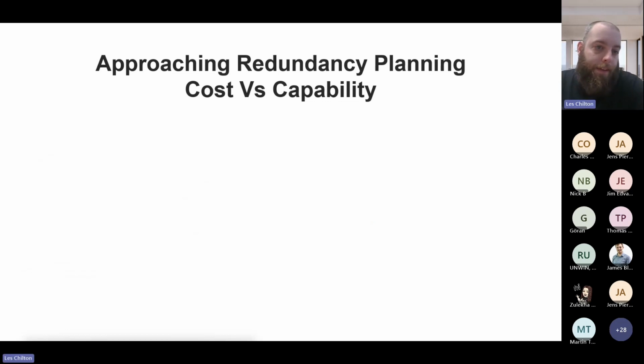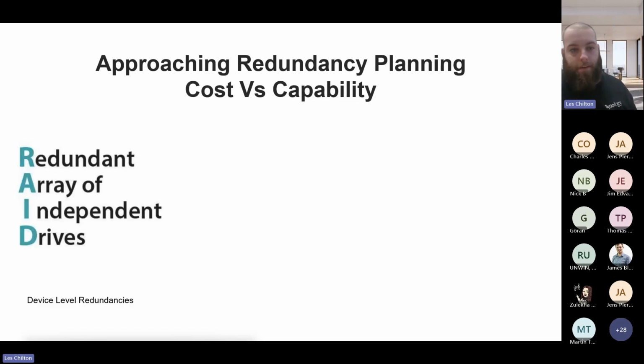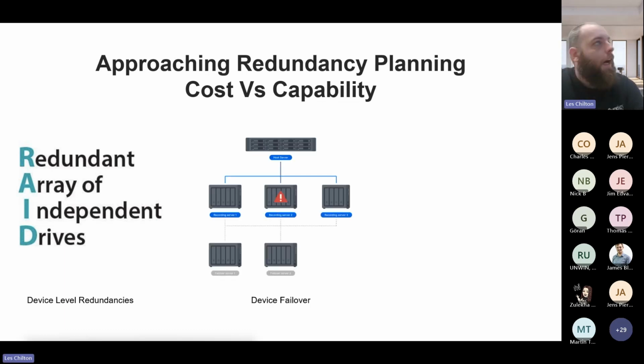With the idea of cost versus capabilities, the first level of redundancy to look at is device level redundancy. I've used RAID as an example here. If one of the disks in your NVR fails and you don't have a RAID array, that can be your entire device down, because of drive corruption: you can't write the footage, and you also can't restore it. But it isn't limited to just that. Simple things like power and network redundancies are very important to cater for, and we'll talk more about that as we go through. On top of that, you also have device level failover.